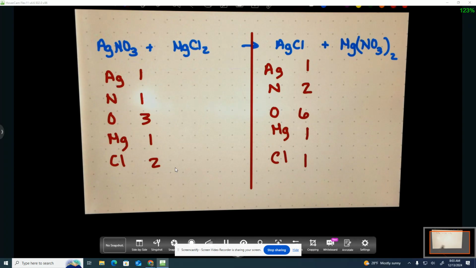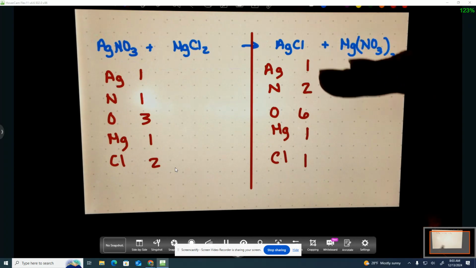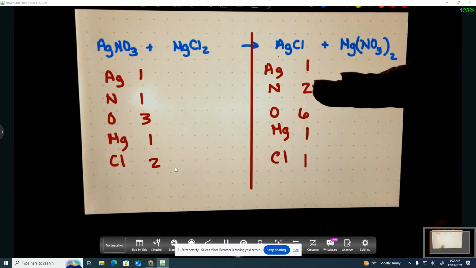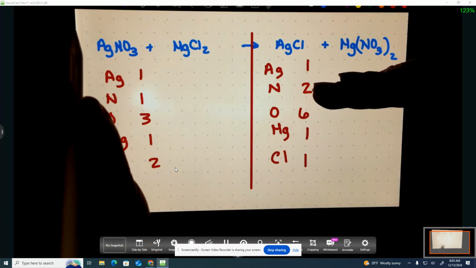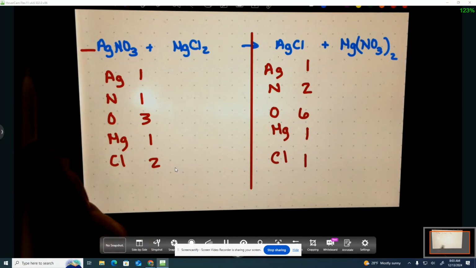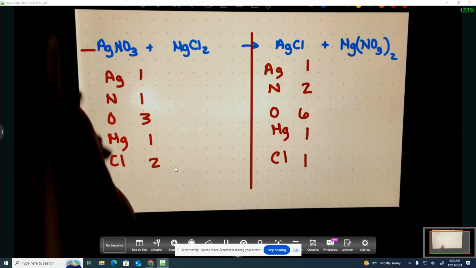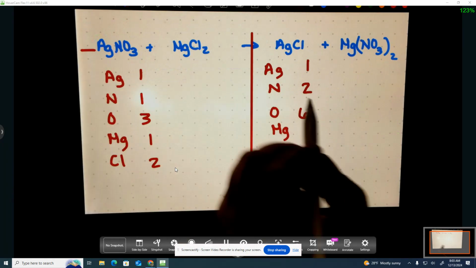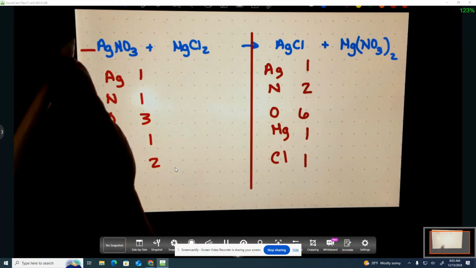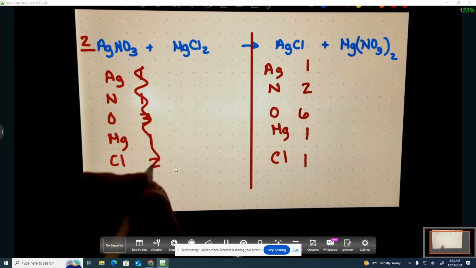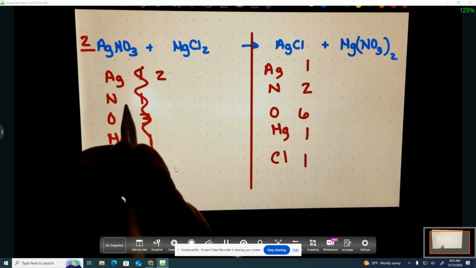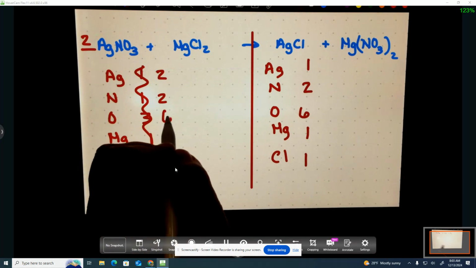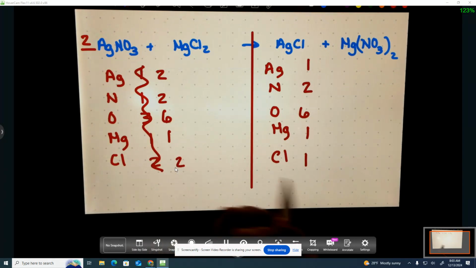Let's start with the AGs. They match. Let's go to the ends. The ends don't match. So I am going to work on the left side. I'm going to put a number in front of here because that's where the N is. What number am I going to put there to get me to 2? 2. Okay? Recount. Once you put that number in, you recount. 2 silvers, 2 nitrogens, 6 oxygens, 1 magnesium, 2 chlorines.